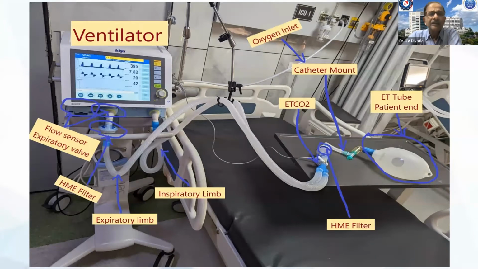So by and large, most of the times we make do with HMEs, HMEFs. Sometimes when you have got thick tenacious secretions, you do put an active humidifier, in which case you just have to take the usual precautions and go ahead.